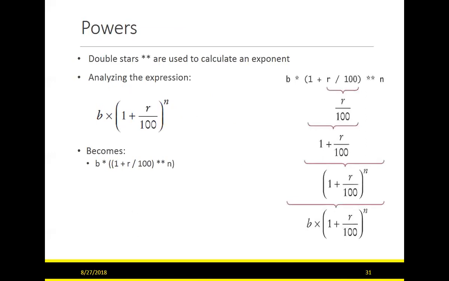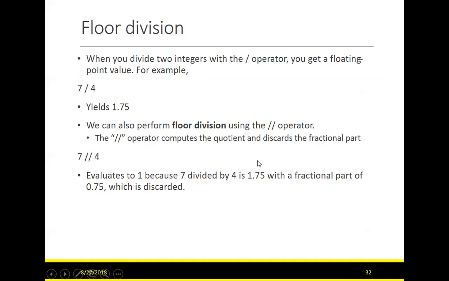Double stars is exponents. In the example on the right here, we've got these double stars. That means we're doing exponents first, so we're going to do everything inside these exponents. Inside the exponents, we're going to divide first and add 1. Then we do the exponent, so this value raised to n, then b times that. Parentheses first, you do everything inside the parentheses, then exponents, and then this. That's the way they write it. Okay, floor division.